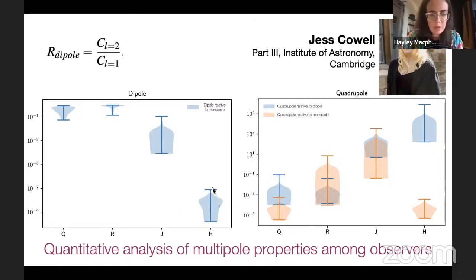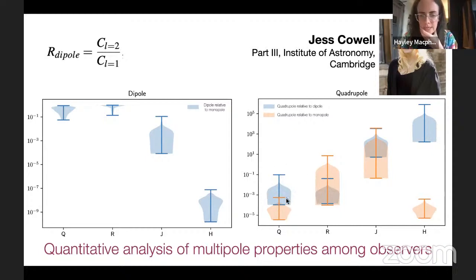If we look at the Hubble parameter, we can see that the dipole relative to the monopole is very, very small, which is what we expect since our observers are very close to geodesic. So this ratio is very, very tiny. And just a few more examples on this side. Now she's looking at the quadrupole relative to some of the different contributions.